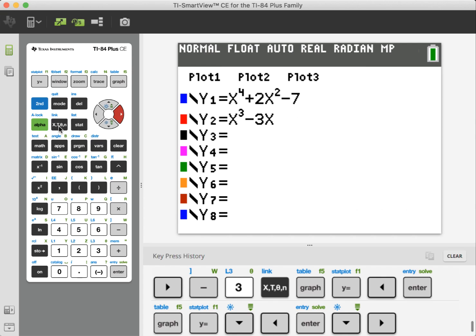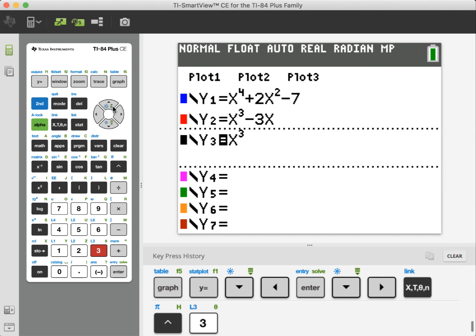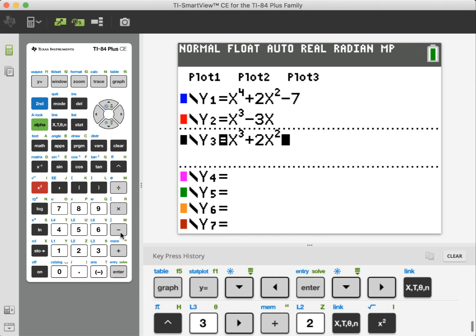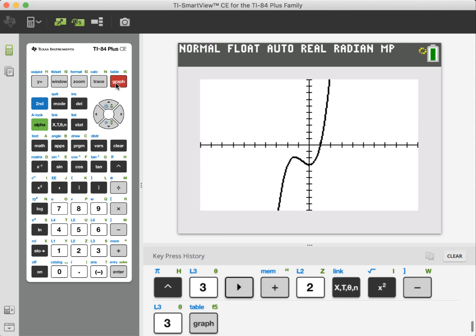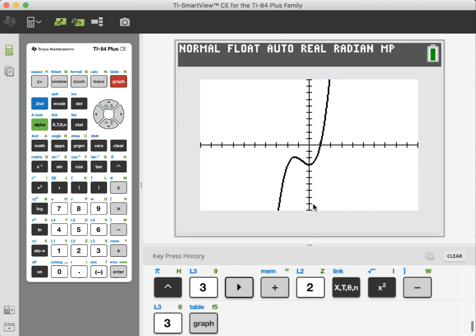Let's go back to something like this. Let's say x cubed plus 2x squared, then minus 3, something like that. If we graph this, notice that this function is not symmetric with respect to the y-axis, and if we turn this upside down, then this is also not symmetric with respect to the origin.